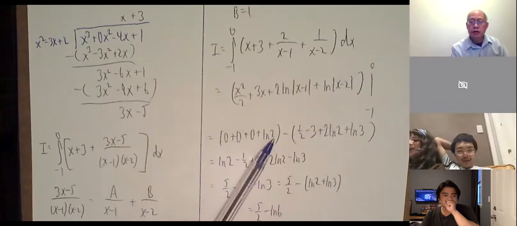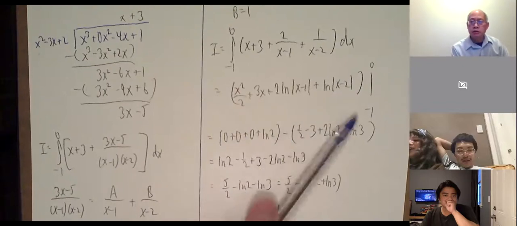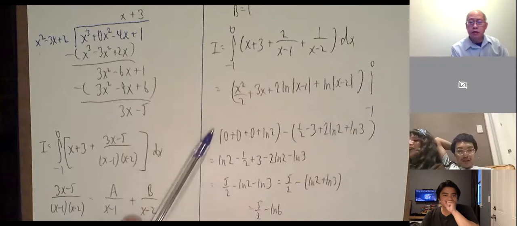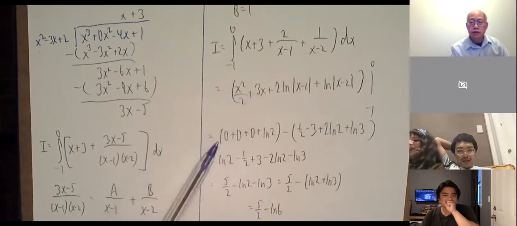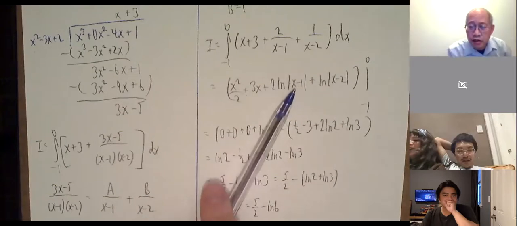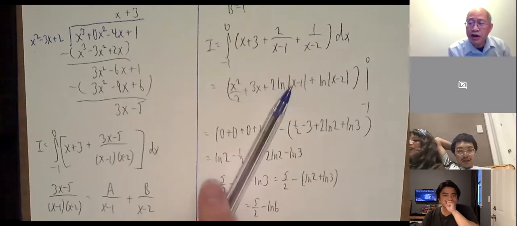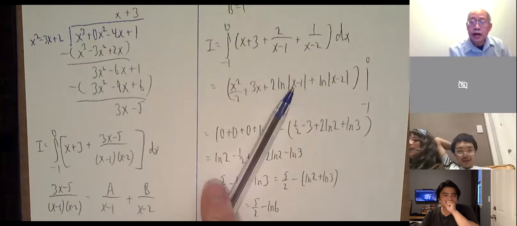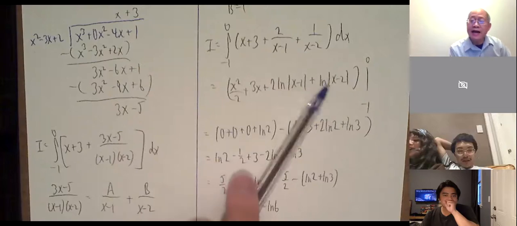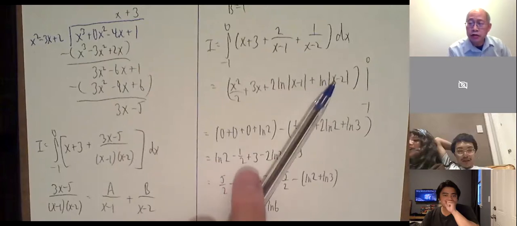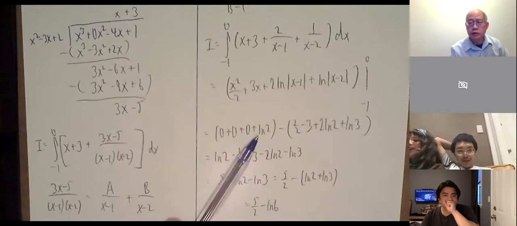So paren, plug in 0. Paren, plug in negative 1. 0, that's 0, that's 0. 0 plus 0. If you put a 0 here, it's ln absolute value of negative 1. Absolute value of negative 1 is 1, and natural log of 1 is 0. So all of these are 0, but not this one. If you put a 0, you're taking natural log of absolute value of negative 2. Absolute value of negative 2 is 2, so ln 2.